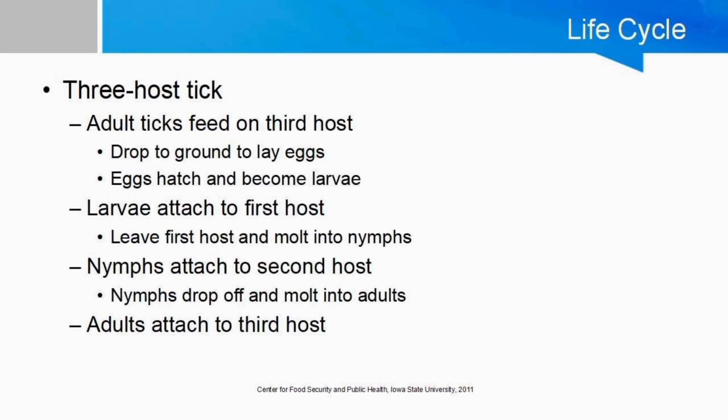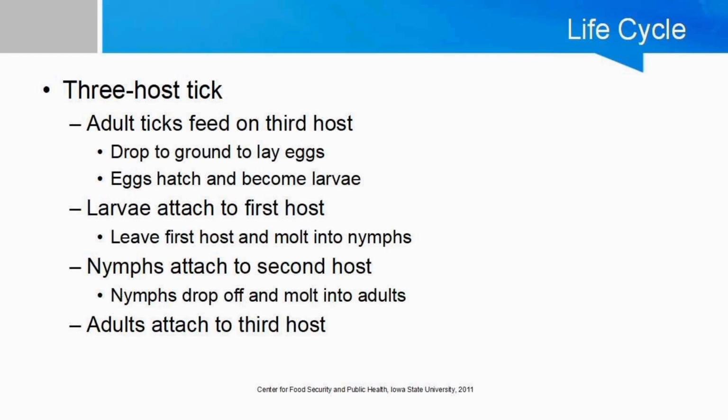Amblyomma hebraeum is a three-host tick. These ticks can be found on the host for several days while they feed and before they drop to the ground. Adult ticks can be found on livestock and wildlife, including antelope. Most of them are found on the ventral body surface, which is called the perineum, and the axilla, as well as under the tail.